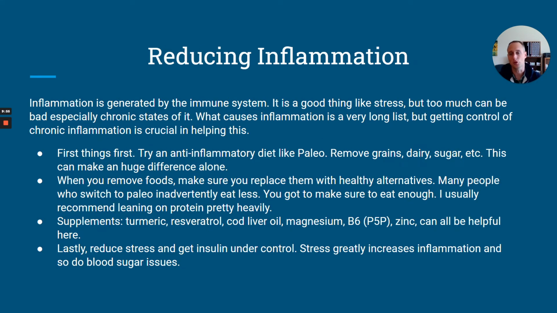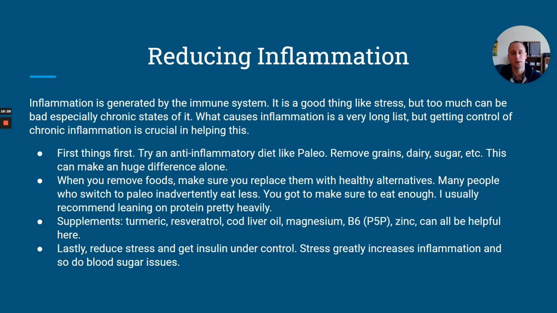So, reducing inflammation. This is generated by the immune system. Inflammation is a good thing. If you ever hurt yourself, the redness around it is one of the key things in helping you heal. Your body's actively trying to help you heal. So it is a good thing, but then we get chronic states of it. Too much inflammation can cause all sorts of issues, and it can become a systemic thing, which then increases all sorts of problems.